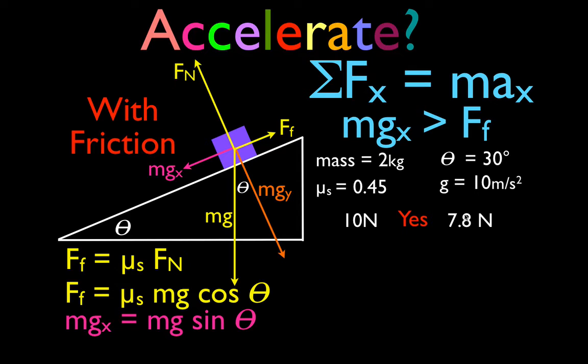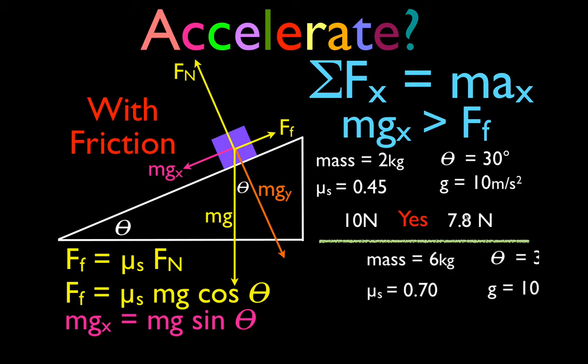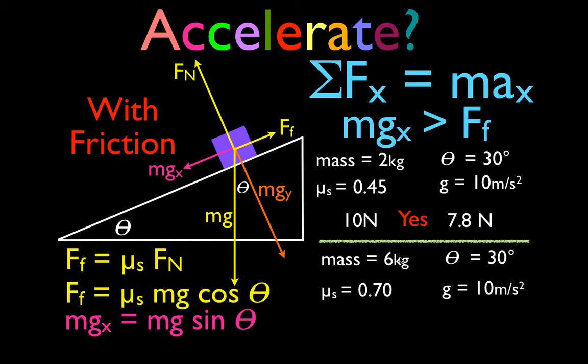Okay? Let's try one more example. You can see in this case, we've increased the mass, we've increased the coefficient of static friction, the angle is the same, and we're still using g as 10. Let's calculate the x component. 6 times 10 times 0.5, the sine of 30 degrees is 0.5, is 30 newtons.